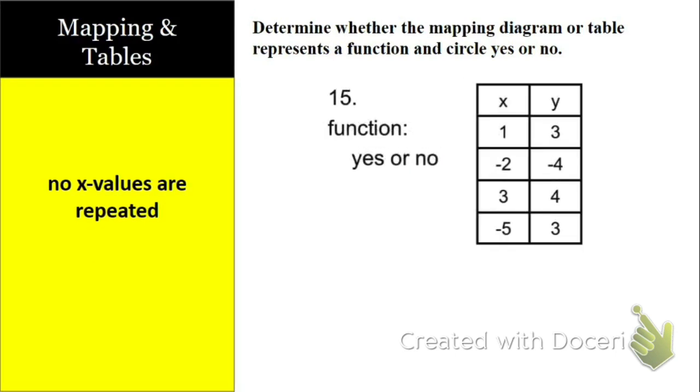Number 15, looking at our actual input values, our x. So we got 1, -2, 3, and -5. Nothing in my actual x values was being repeated. Because of that, we have a function. But remember, your y values can repeat, but your x values cannot. So therefore, nothing in my x repeated, so this is going to be a function. Okay?